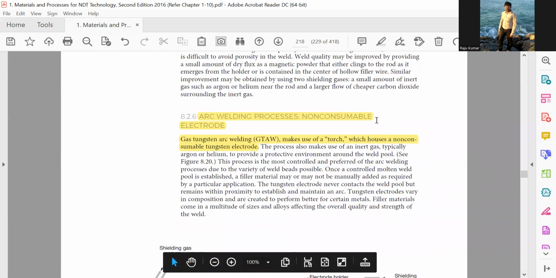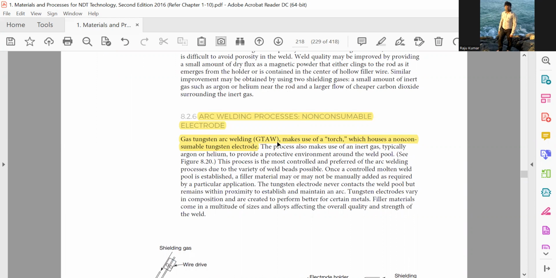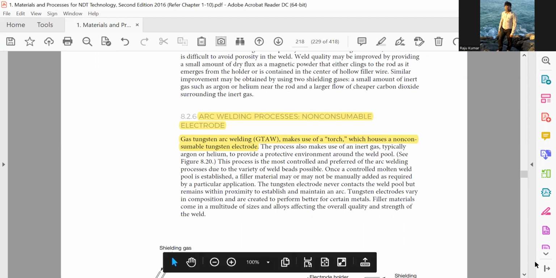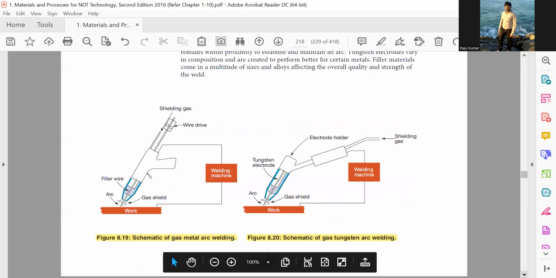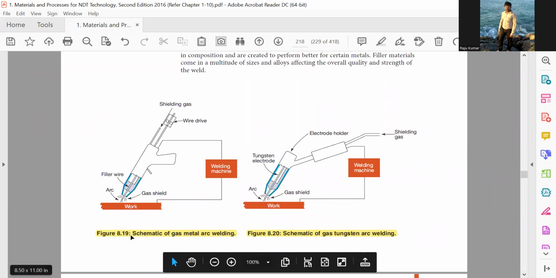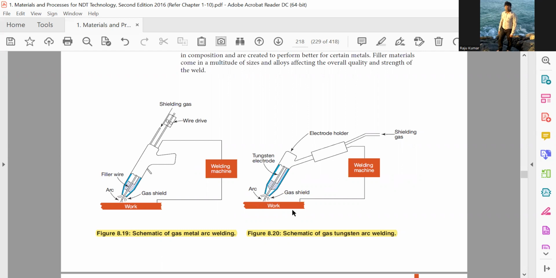Arc welding with a non-consumable electrode. Gas tungsten arc welding, GTAW, makes use of a torch which has a non-consumable tungsten electrode, and you are applying another filler wire for welding. Schematic of gas metal arc welding, GMAW, and this is for GTAW. There is a tungsten electrode, arc, and gas shield. You can apply filler, and there is shielding gas, inert gas. Same here, MIG or MAG.